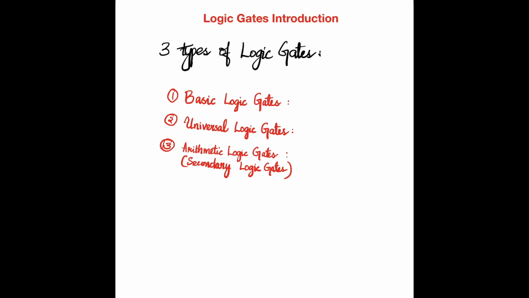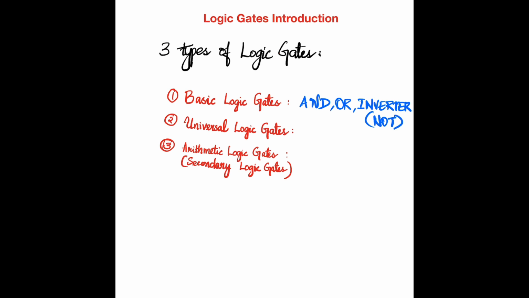There are three types of logic gates, which are basic logic gates, universal logic gates, and arithmetic logic gates. The basic logic gates are AOI, that is AND, OR, and inverter. The inverter gate is also known as NOT gate.